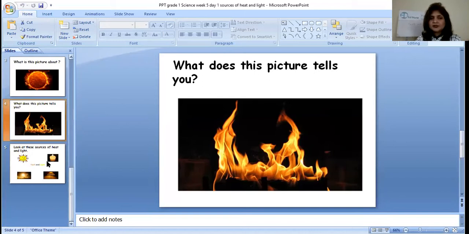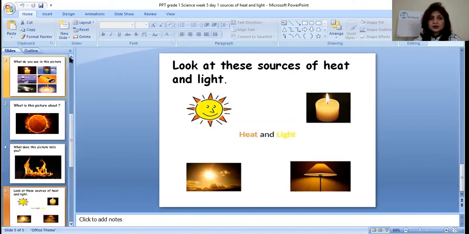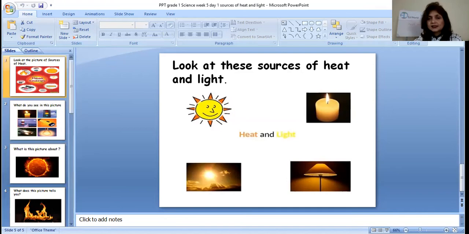Now come to another picture. What about these? Now look at these sources of heat and sources of light. Now this is sunlight. It gives you light, it gives you heat also. Now this is a picture of a candle. A candle also gives you light as well as heat. Again, this is a picture of sunlight. It is also a picture of a lamp. A lamp also gives you light as well as heat. So these are the different sources of heat and light, right?